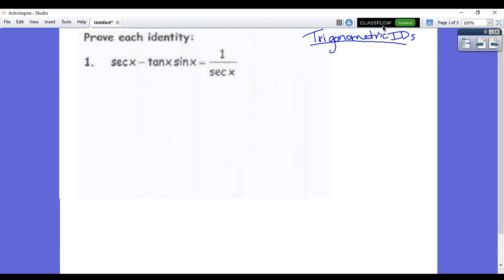Okay, so what you want to do with trigonometric identities is there are sets of, really, they're called identities because they're laws that always exist. Like they'll always kind of work out together.